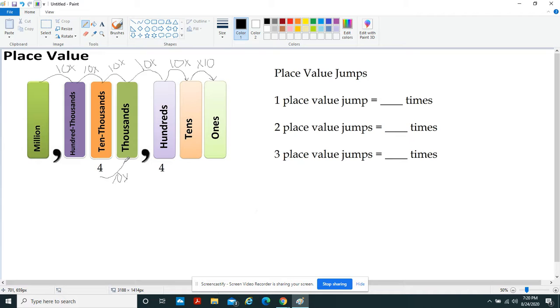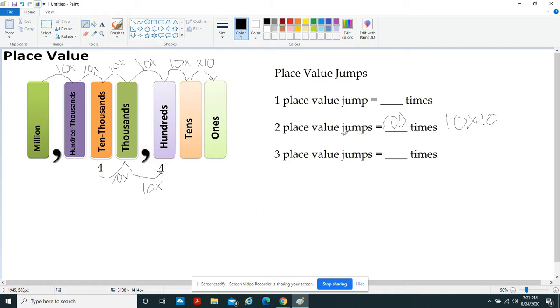And now the 4 in the thousands is going to move to 100. And from thousands to 100 is how much? You're right, 10 times greater. So now we have 10 times 10 times. So when a digit moves 2 places, it becomes the same as 10 times 10. And we know our multiplication facts. 10 times 10 equals 100.